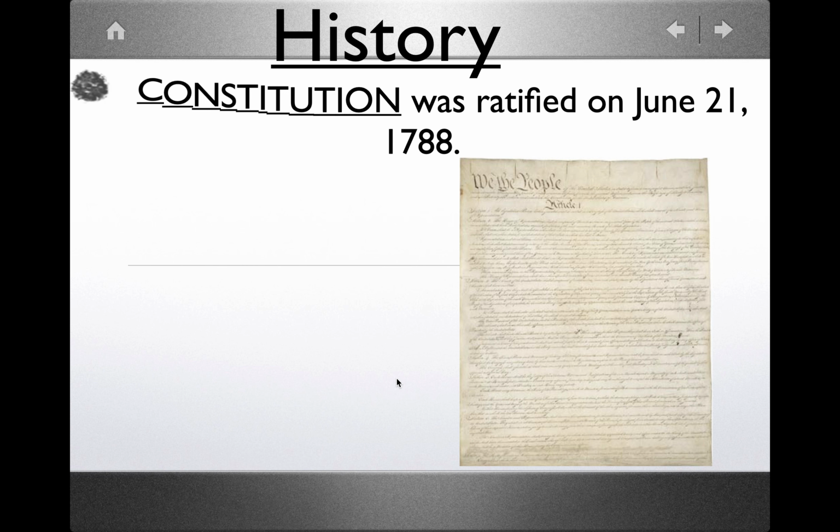Okay, so let's get into a little bit of the history. The Constitution was actually ratified in 1788. It's pretty much done by 1787, but the official ratification was 1788.